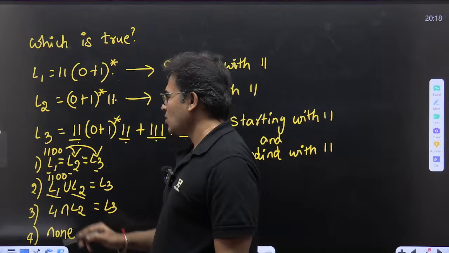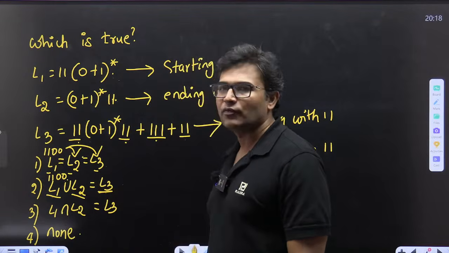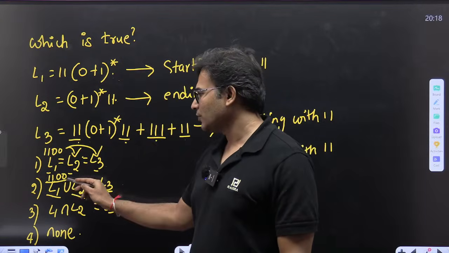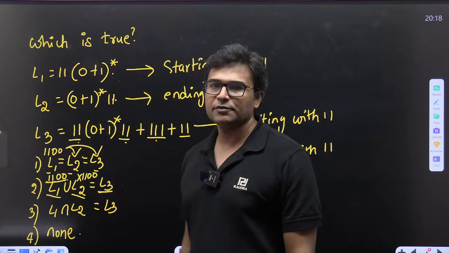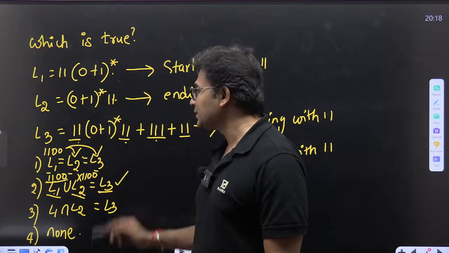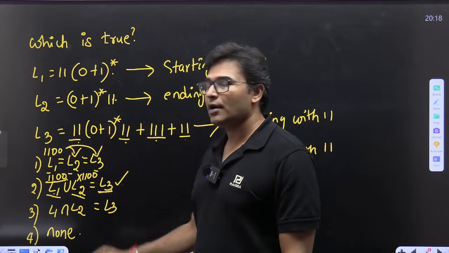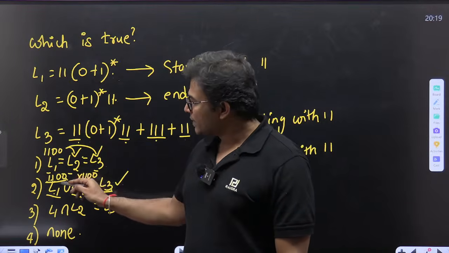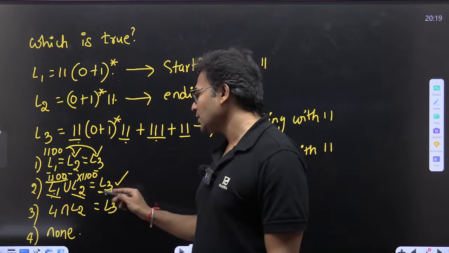Now this string will not be there in L3 because L3 has to start and end with 11. In L1, 1100 is there, but 1100 is not in L3. But in L1 union L2, 1100 is there, and that string will not be in L3. Why? Because L3 has to start and end with 11. Here it is just starting with 11, it is not ending with 11. Therefore, this string which is in L1 union L2 is not in L3.